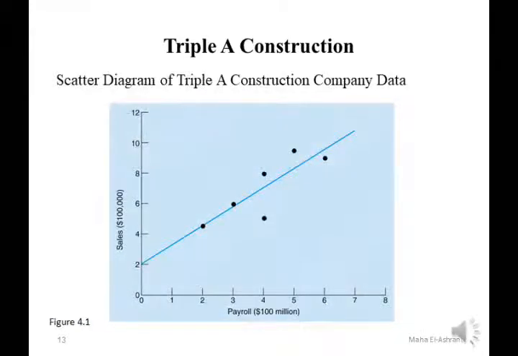If you do this, you will find that this is the figure you will get. So now, if I look at the scatter diagram, I can draw a line, and this line will have a positive slope. So that's an indication of a positive relationship between the payroll and the company sales, which means that when the salaries of the payroll of the company increase, we're expecting the sales to increase also.